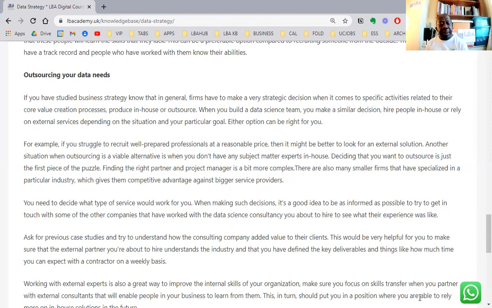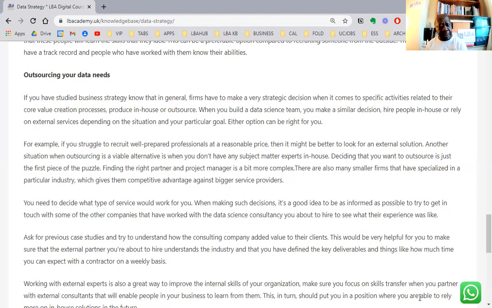Now, you need to decide about what type of service will work for you. When making such decisions, it's a good idea to be as informed as possible. Try to get in touch with some of the other companies that have worked with the data science consultancy you're about to hire to see what their experience was like. So don't go in cold and blind.